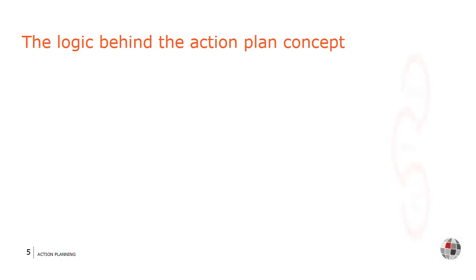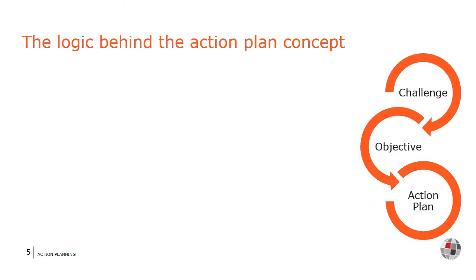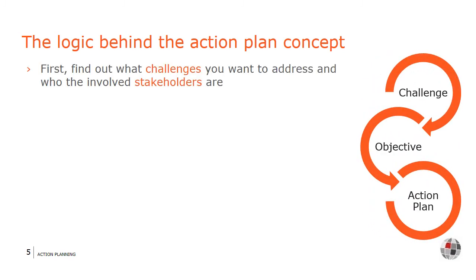In the action plan process, you first have to find out what challenges you want to address by the initiative in your action plan and who the involved key stakeholders are. For example, if you have too many road accidents in a given area, you might want to address this issue by finding out why that is, to say, what are the main causes, and who the stakeholders involved are. A thorough understanding of the challenges and the stakeholders is a prerequisite to proper planning.